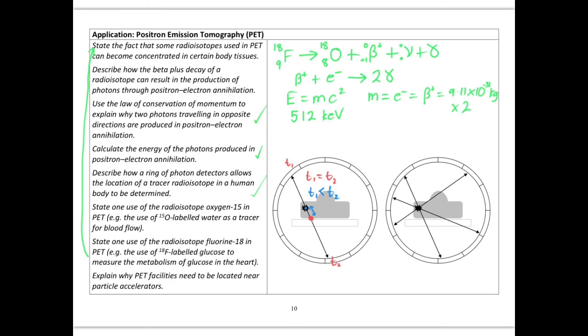Now, a similar process can also be used to trace blood flow, but in this case they use oxygen-15, and they use that within water. Add that to water, and obviously our blood transports a lot of water, and this is used to help trace blood flow through certain parts of the body, but similar process to what we've just talked about for using fluorine-18 to isolate an area where glucose is being concentrated.